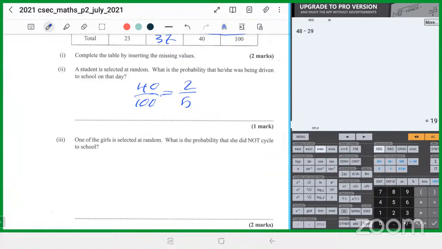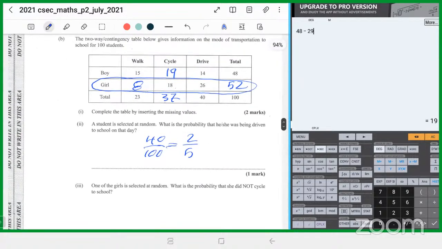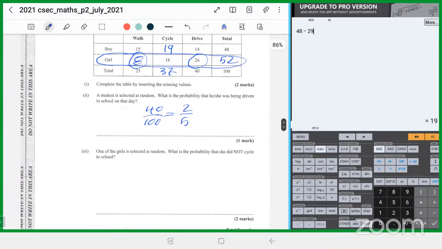So if she never cycled to school, it means that she walks or drives. So it's basically the probability that she did not cycle to school, so the probability that she walks or drives. If I add them up, this becomes 18 plus 26 over the total of 52 girls. That's going to give you the answer. Let's see what it is. The calculator tells me 18 plus 26 over the 52.